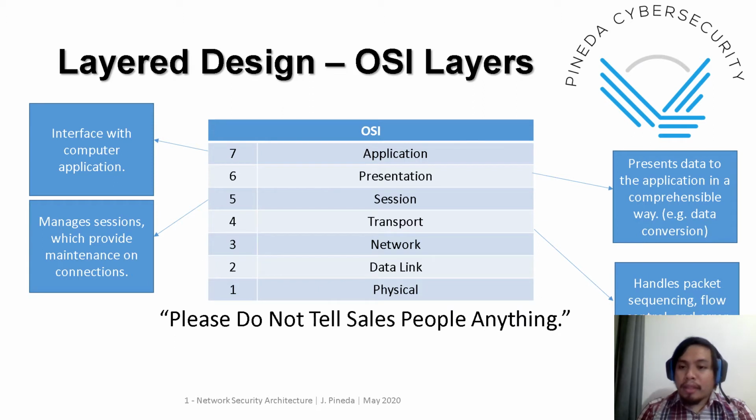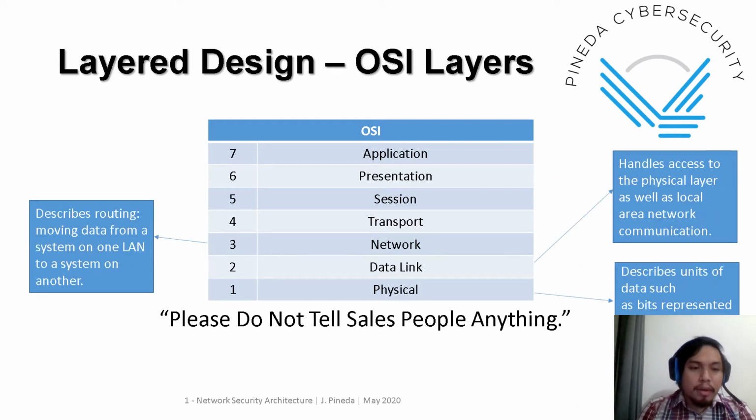For the transport, it handles the packet sequencing and the flow control. So when we talk about port numbers, we talk about transport layer. In the TCP/IP model, there's also a transport layer counterpart. And then we move to the network. It describes routing, moving data from a system on one LAN to a system on another. So when we talk about IP addresses, we talk about the network layer.